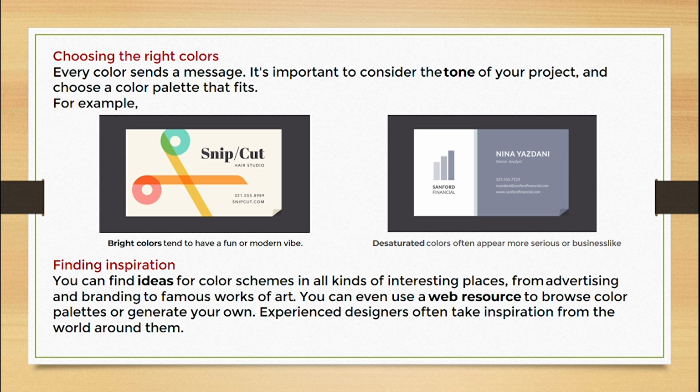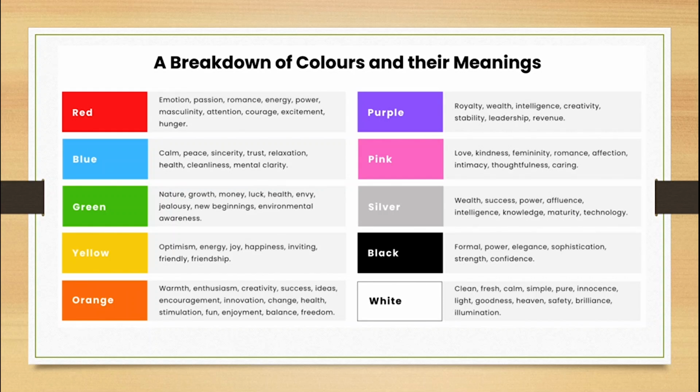So there's one bonus part I want you guys to know, and it is colors and their meaning. Yeah, you might be surprised. Colors have a meaning. Every color has its own meaning. So moving on, a breakdown of colors and their meaning. So red represents emotions, passion, romance, energy, power, masculinity, attention, courage, excitement, and hunger.